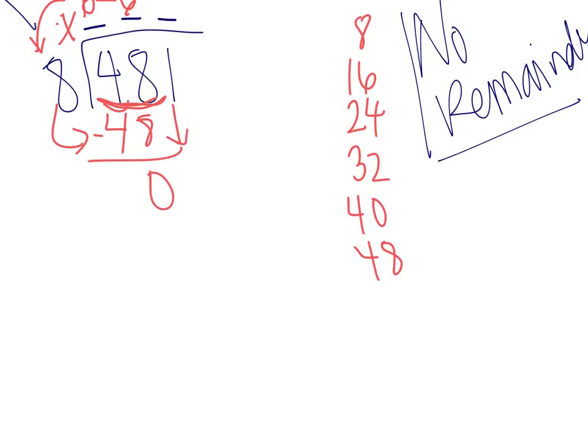Well, you still have to bring down that 1. We have to keep dividing. So can 8 go into 1? No way. So that leaves us with a remainder of 1. So what I've seen a lot of people do is just say, okay, well this is remainder 1. We can't do that. That is a big no-no.